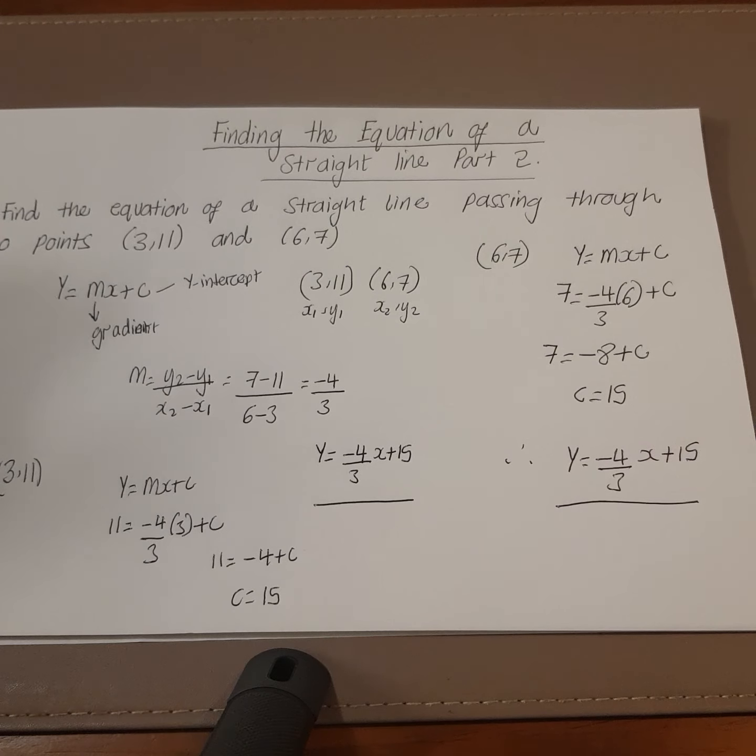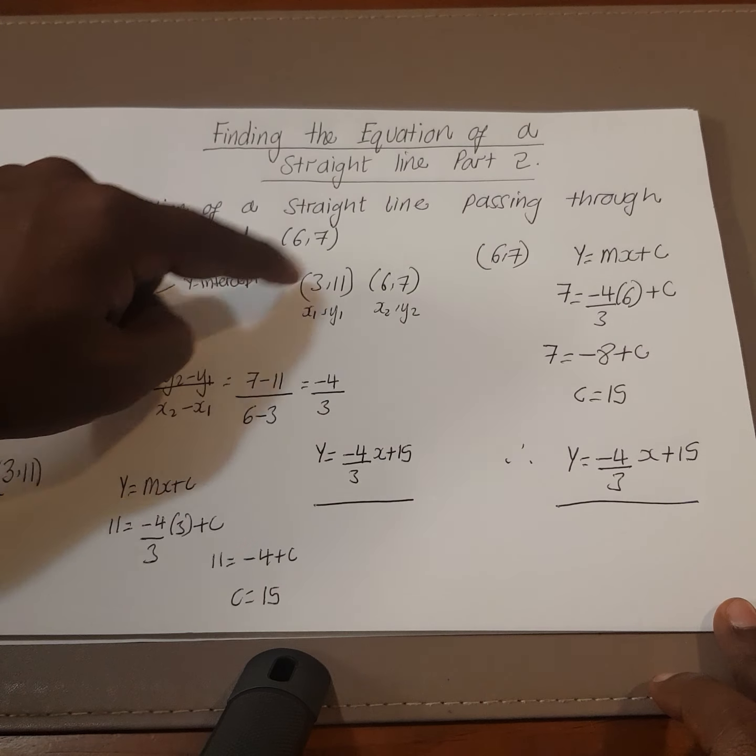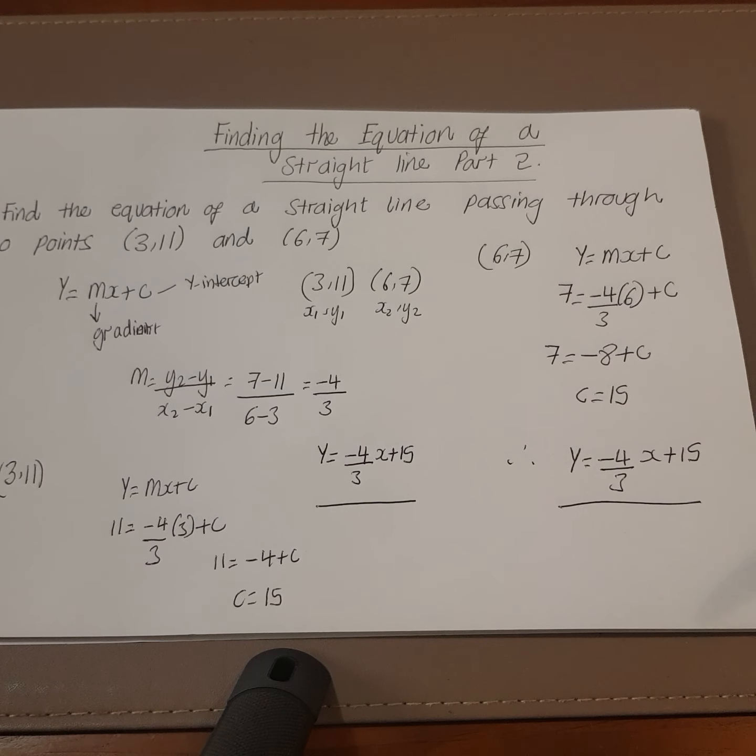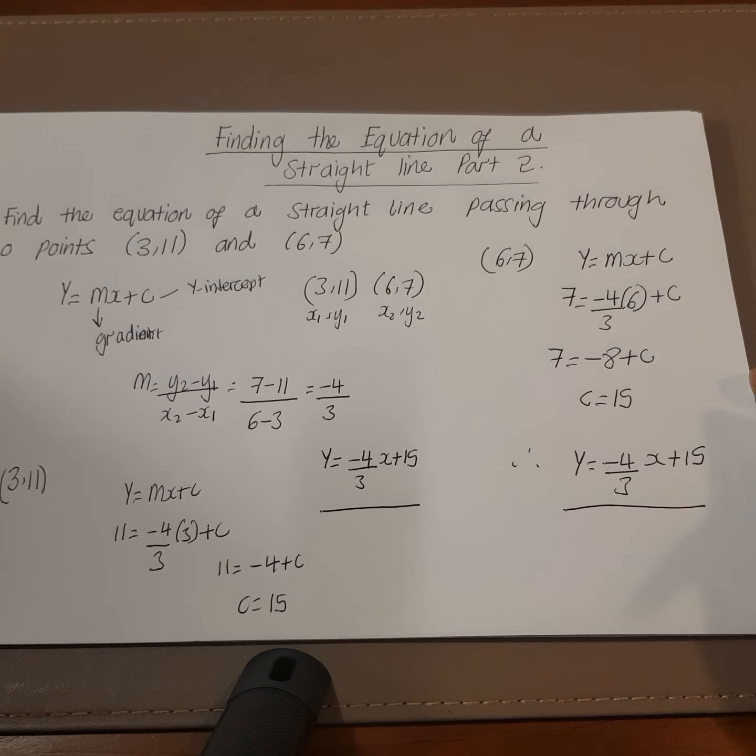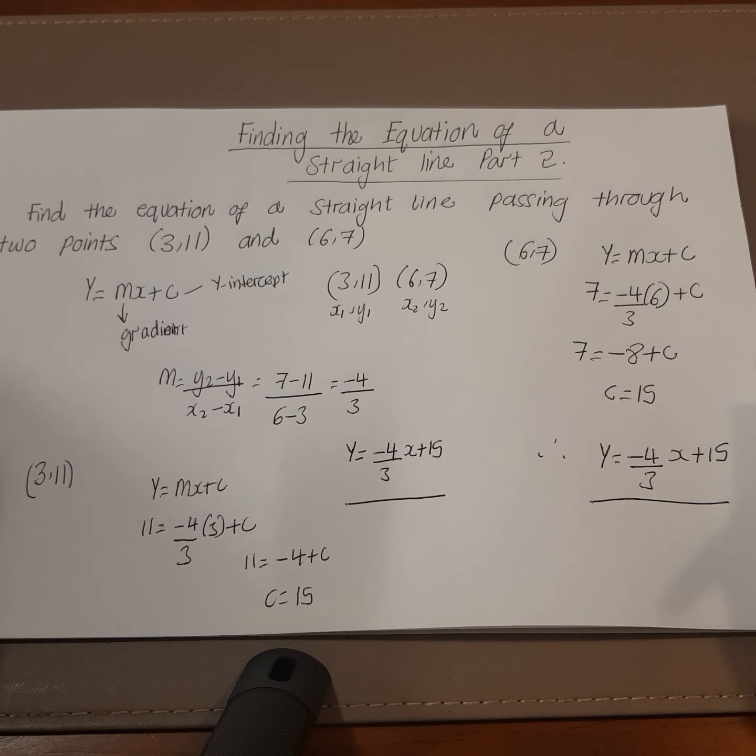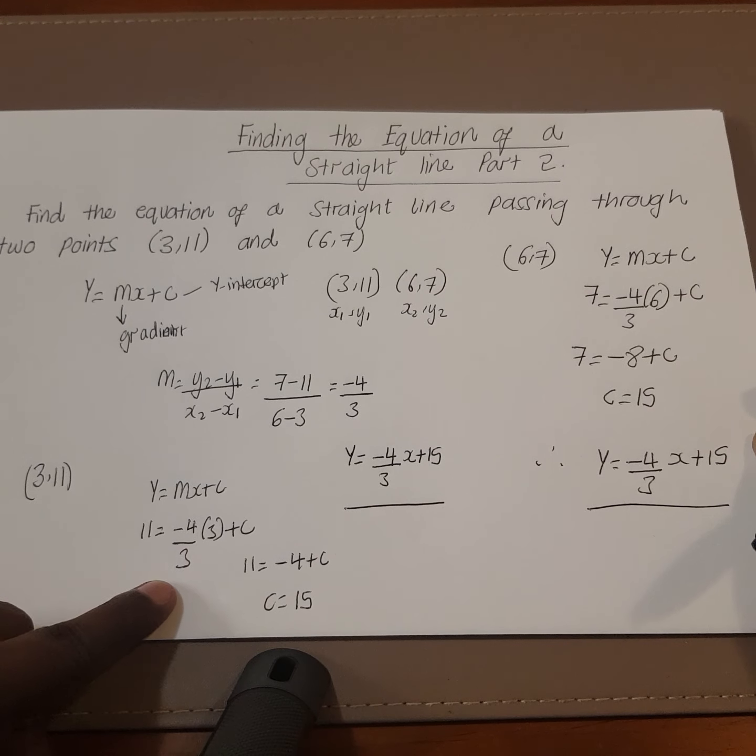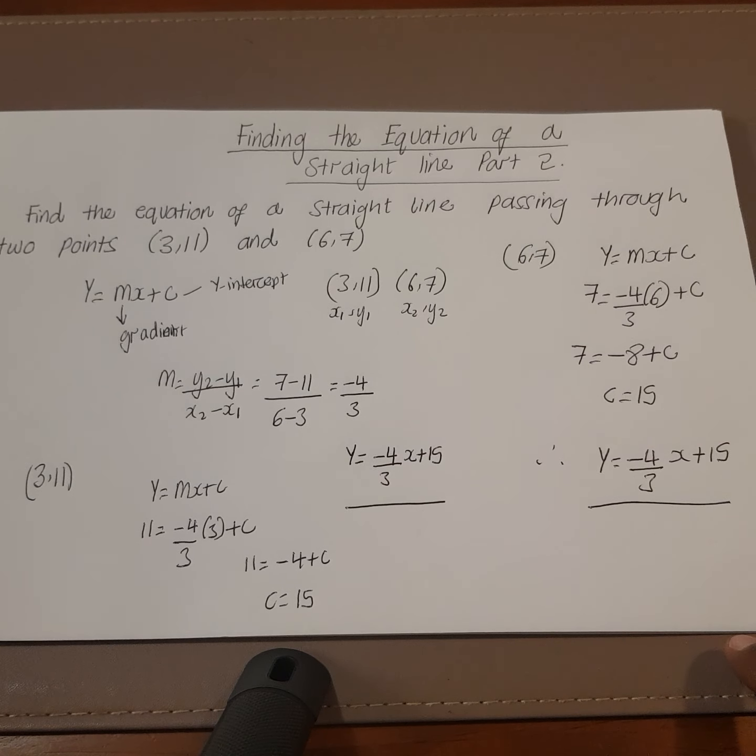I just wanted to show you that whether you put 3, 11 or 6, 7 in the equation, you will still get the same answer. So just to sum up, what do we need to do? As I said in the previous video, you need to write down the equation, find the gradient, and then eventually substitute. And as I reinforced before, you need to know your integers to get your gradient. You need to know linear equations and substitution to get the y-intercept.